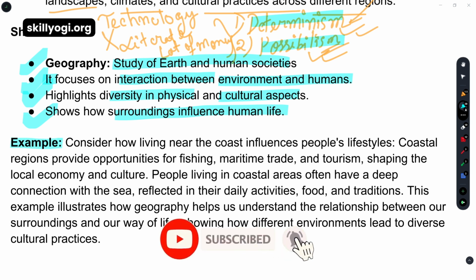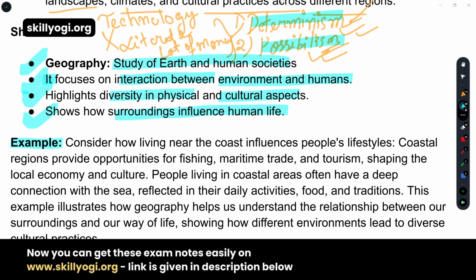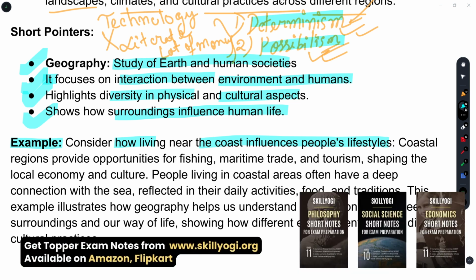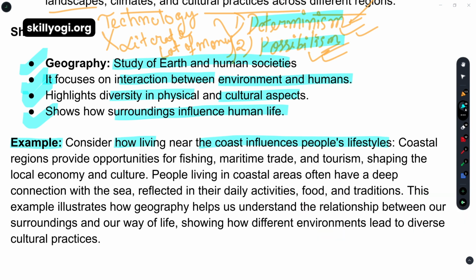The example, all of you can write this, or you can also think of your own. What is written? Consider how living near the coast influences people's lifestyle. Yes, this is a very important thing. Wherever you are staying, the marketization, the places, and the demands of the people influence everything.